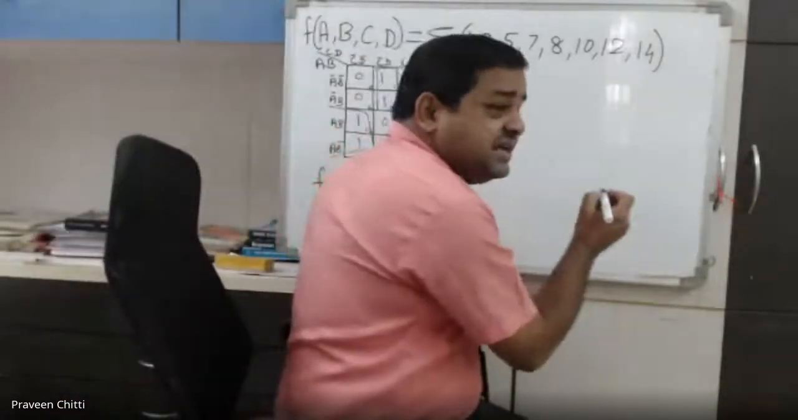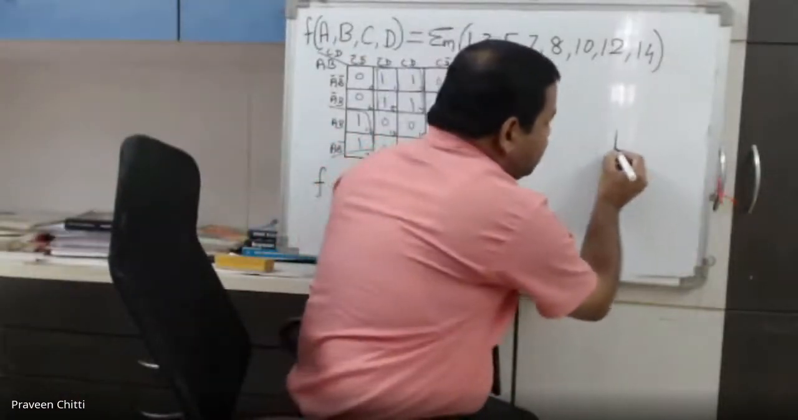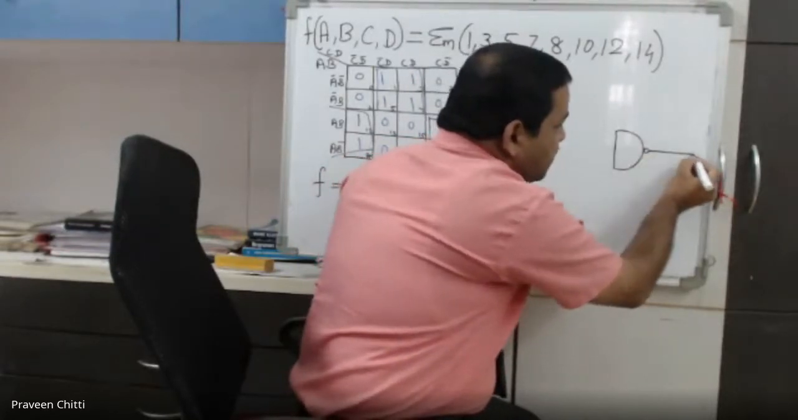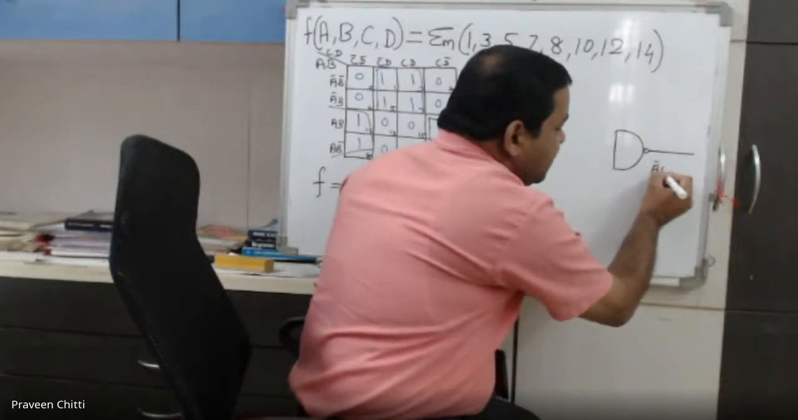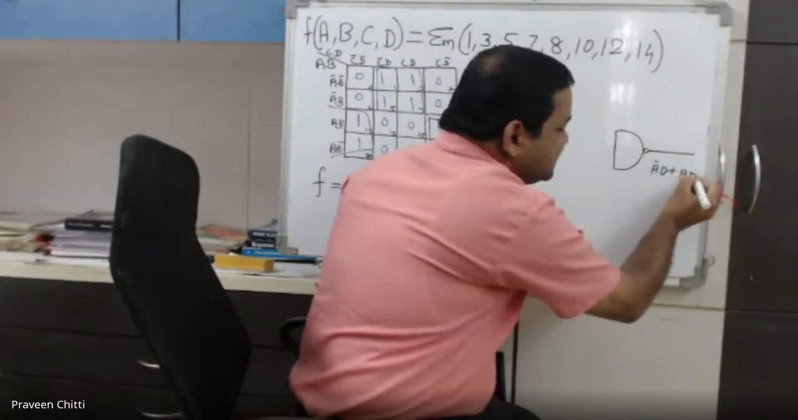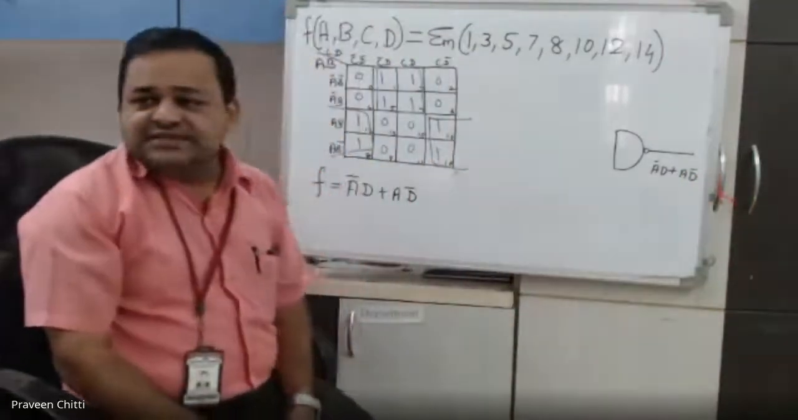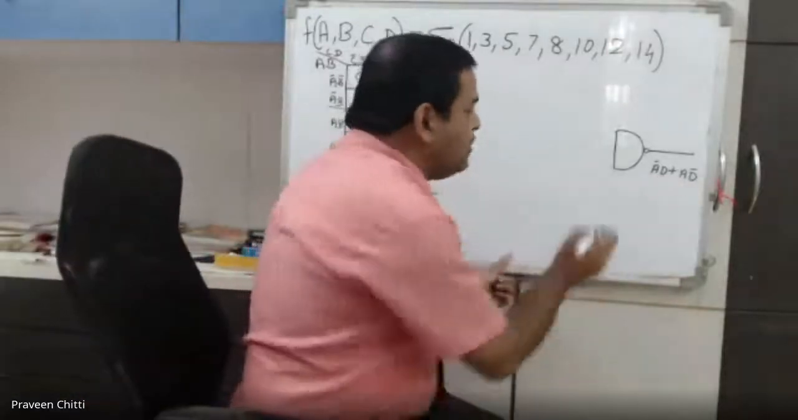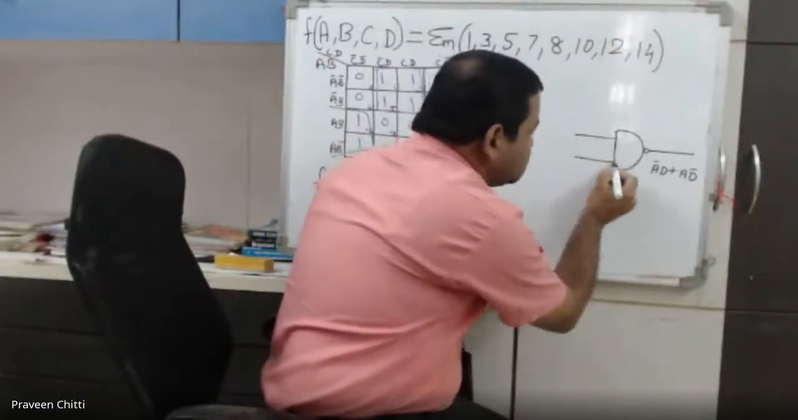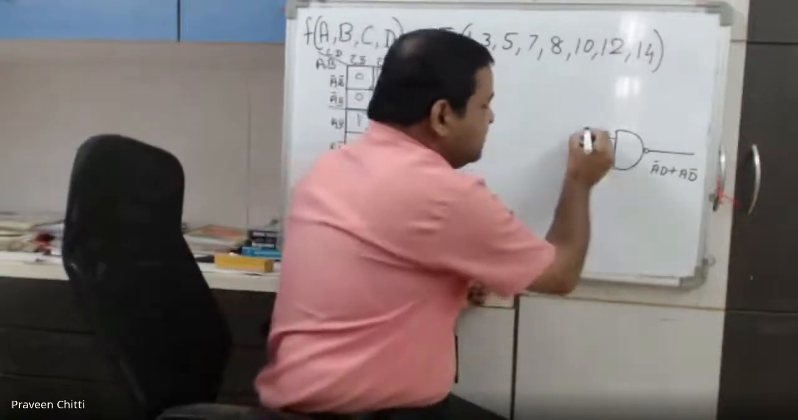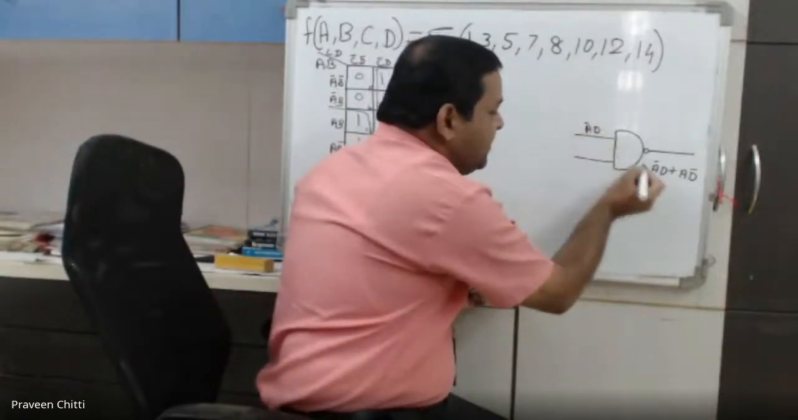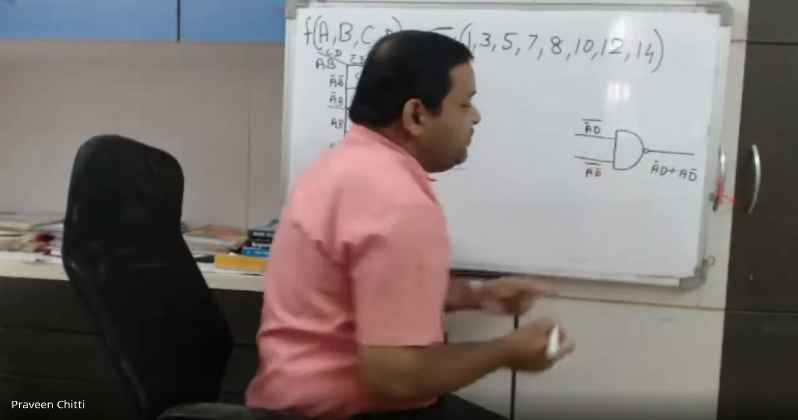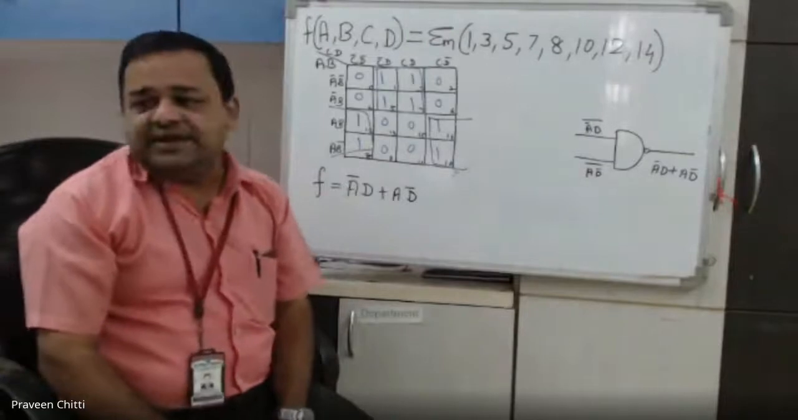When you are realizing any SOP equation using NAND gates, the first thing you need to do is draw one NAND gate and write down what you want. What you want here is A bar D plus A D bar. So how many product terms do you want? Two. So here you show 2 inputs. The first input is the complement of the first term, that is A bar D, and the second input is the complement of the second term, that is A D bar.